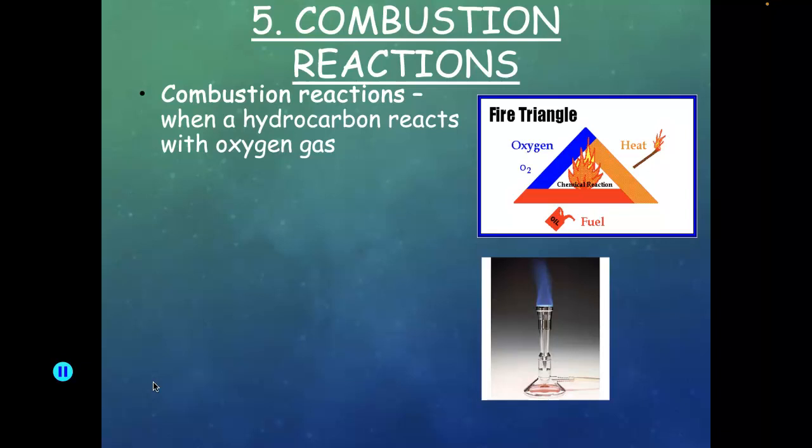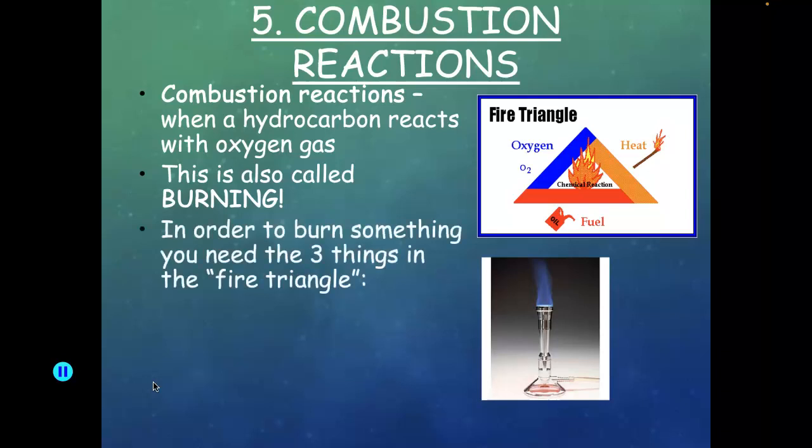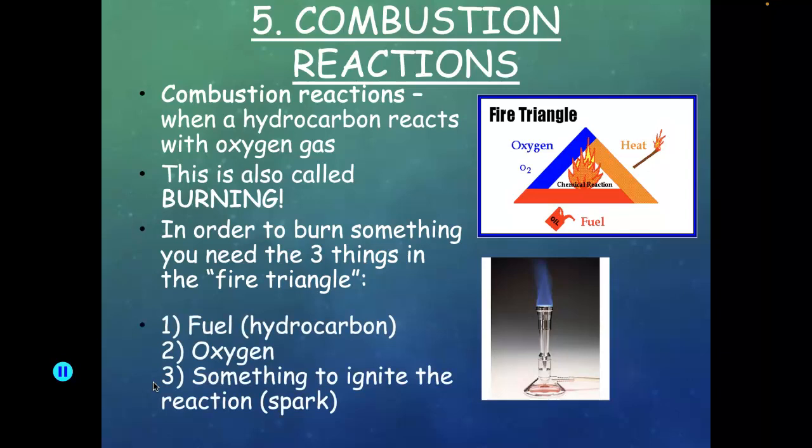Okay. Our last type are what are called combustion reactions. Combustion reactions are when a hydrocarbon reacts with oxygen gas. This is also called burning. In order to burn something, we need three things in the fire triangle. We need a fuel, which is our hydrocarbon. We need oxygen. And we need something to ignite the reaction, which is what creates our spark.